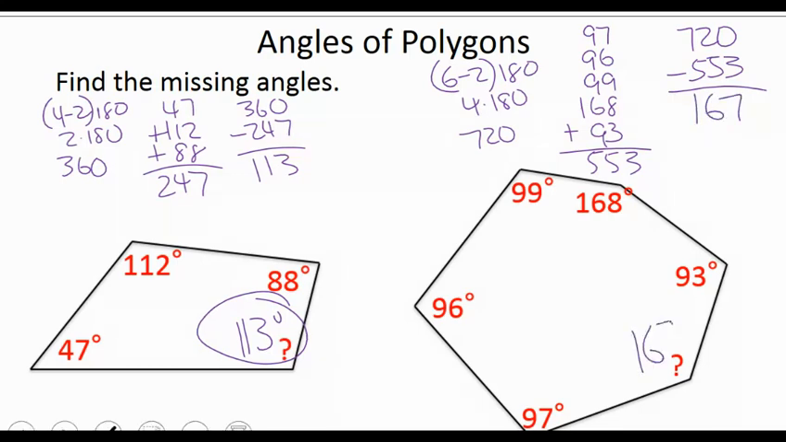So this angle right here is 167 degrees. So I use my knowledge of what all the angles of a polygon have to add up to, to find the missing angle.